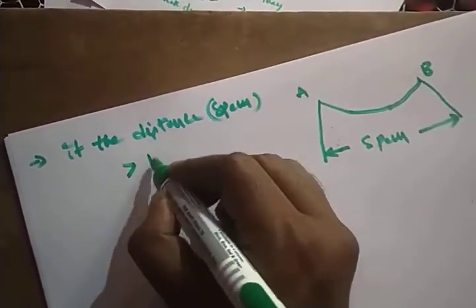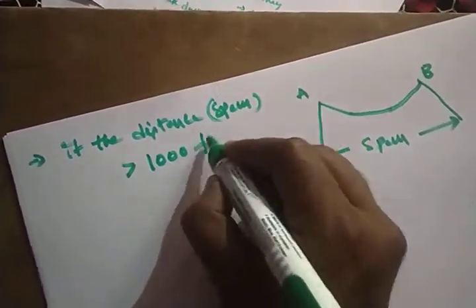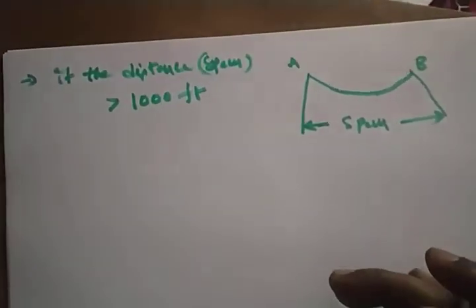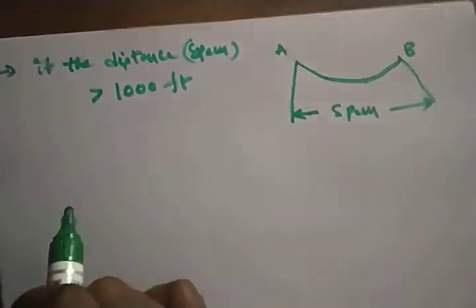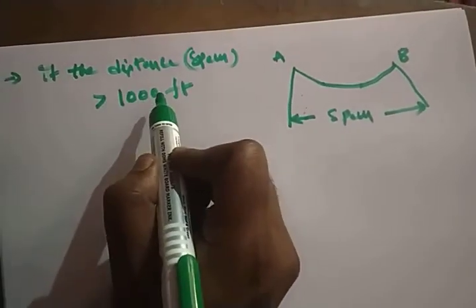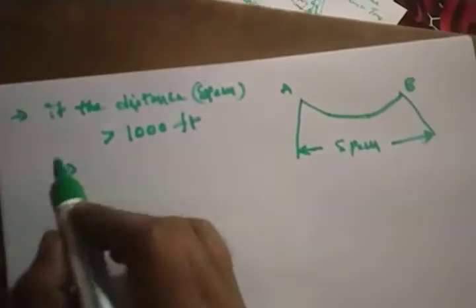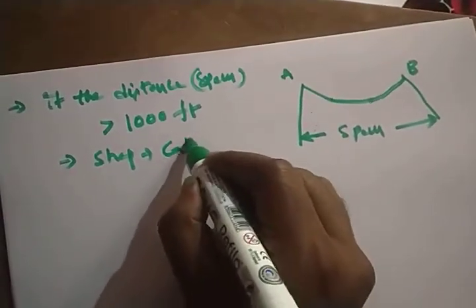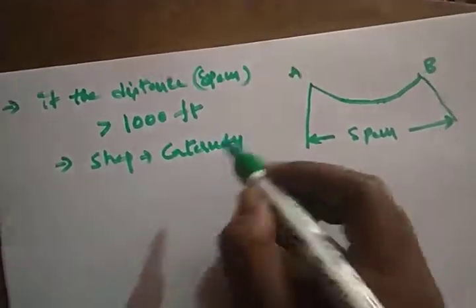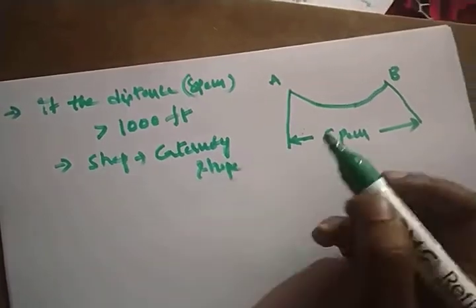greater than 1000 feet. See, this is a very important question. If the distance between the two towers, that is nothing but the span, is greater than 1000 feet, then the shape of the transmission line curve is a catenary. Very important bit.